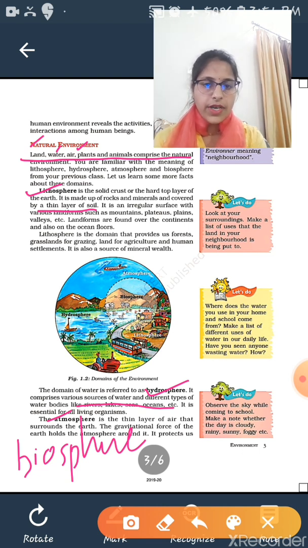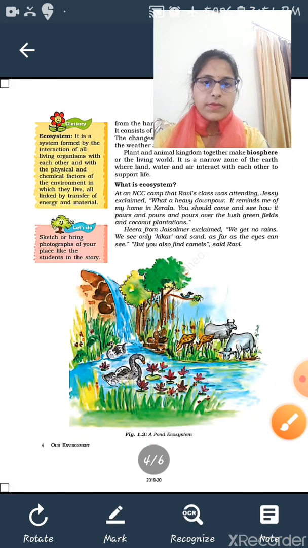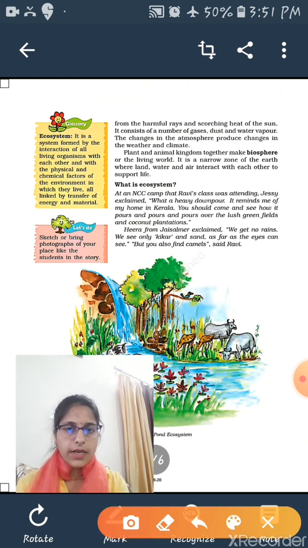Next is atmosphere. Atmosphere is the thin layer of air that surrounds the earth. The gravitational force of the earth holds the atmosphere around it, and it also protects us from the harmful rays and scorching heat of the sun. It consists of a number of gases, dust and water vapor. Most important, changes in the atmosphere produce changes in the weather and climate.